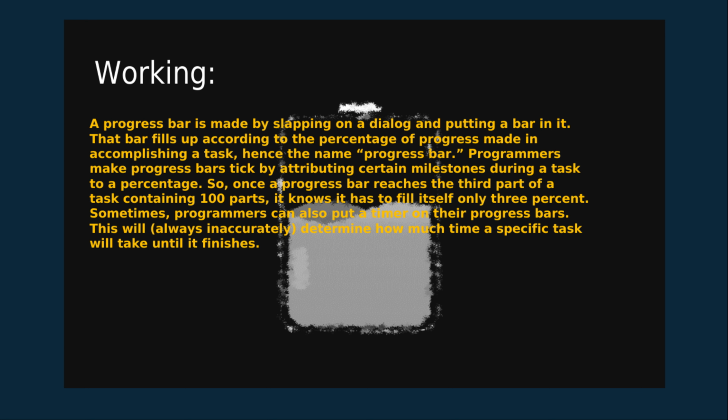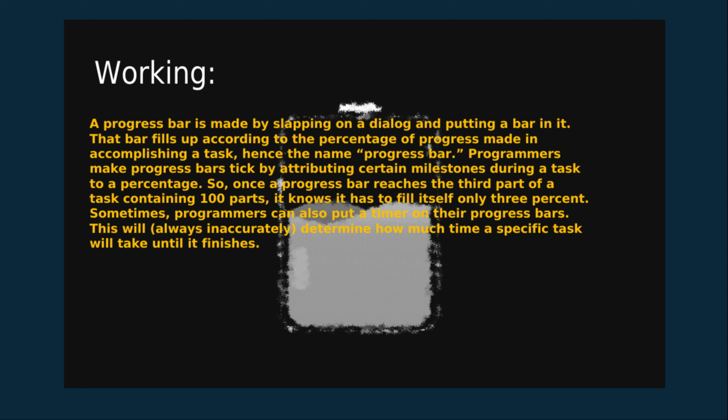As we have learned about the introduction and the objective of our project, I will start from the working steps and the requirements for our coding. So, working. A progress bar is made by slapping on a dialog and putting a bar in it. That bar fills up according to the percentage of progress made in accomplishing a task. Hence the name progress bar.